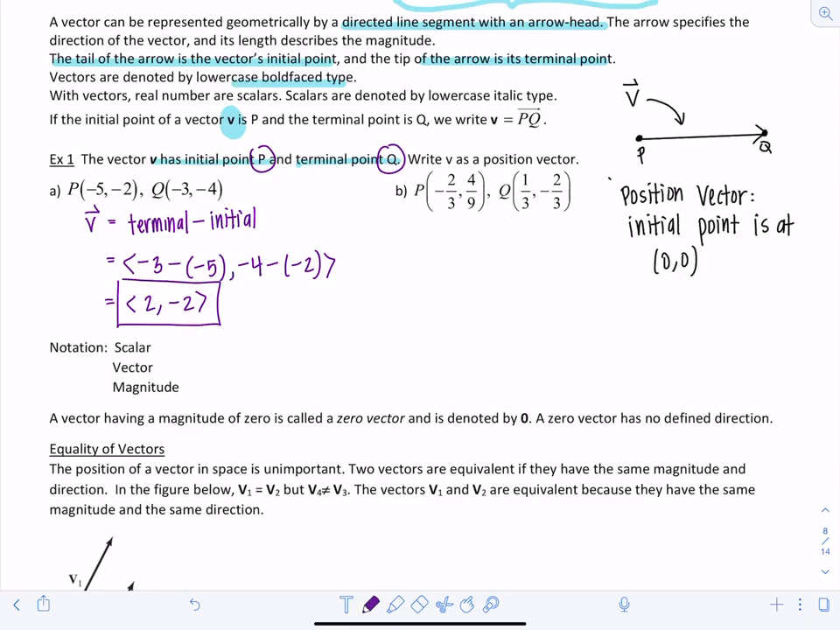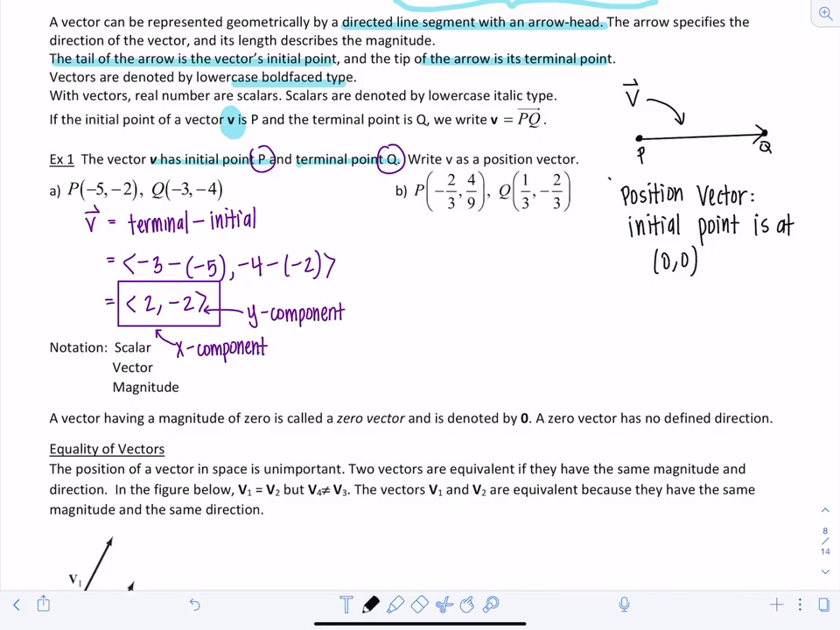So here's our vector. This is the x component, and then this is the y component. And I want you to understand that these are the same: vector PQ versus what we just found here.